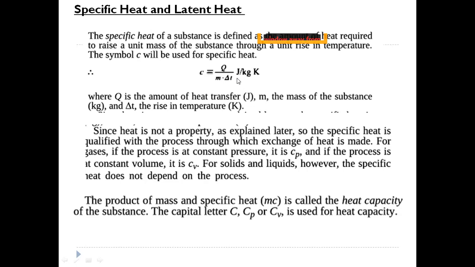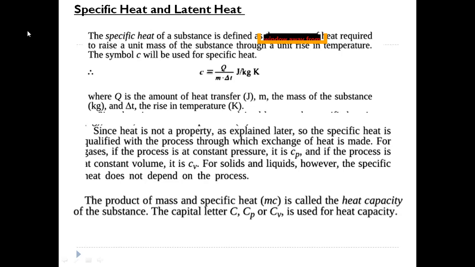So when these both are equal to 1, then we can say that C is equal to Q. That means specific heat of a substance is defined as the amount of heat required when we take unit mass of a substance, and when it is heated, a 1 degree centigrade rise in temperature is observed. That particular heat we will call the specific heat of the substance.